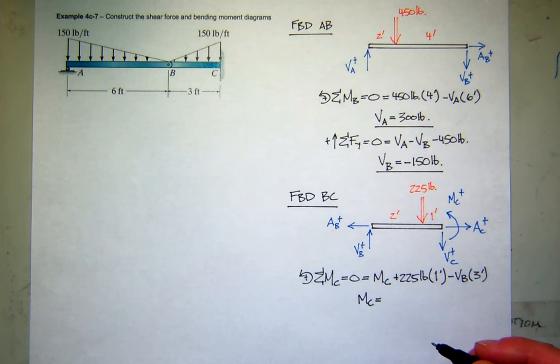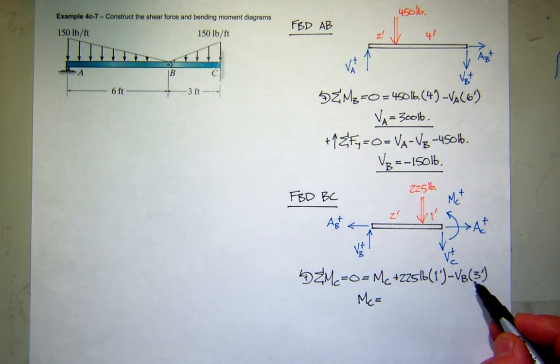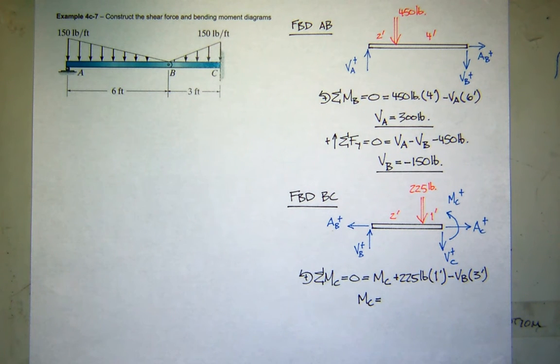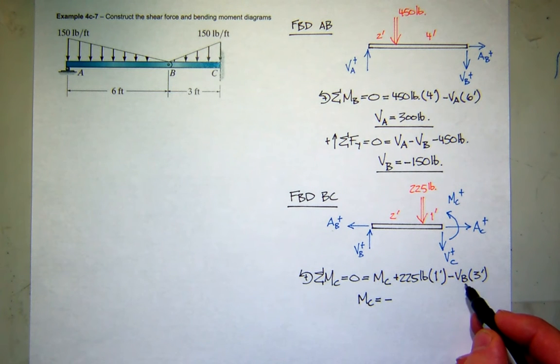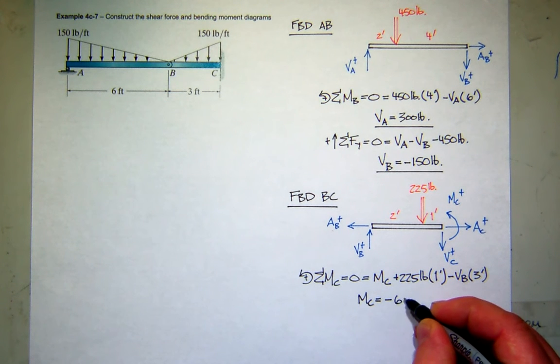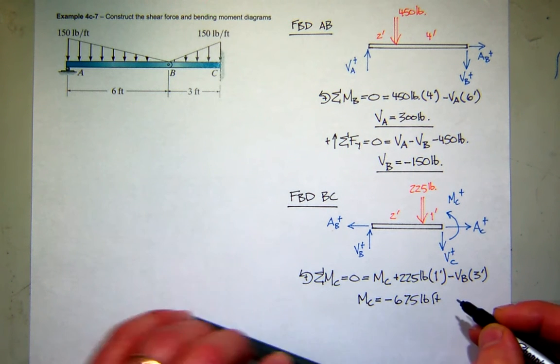So what do I get for my moment at C? It looks like I get 150 times 3, that's 450, plus 225, right? What's that? 775? Did I say that wrong? No, it's 675. What's 225 plus 450? 675. Yeah. And that comes out to be a negative bending moment, 675, and that's in units of pound-feet.